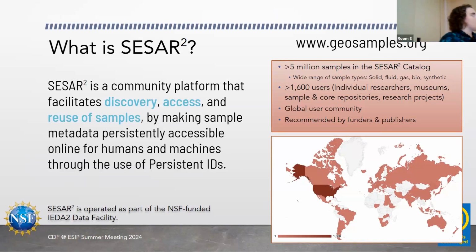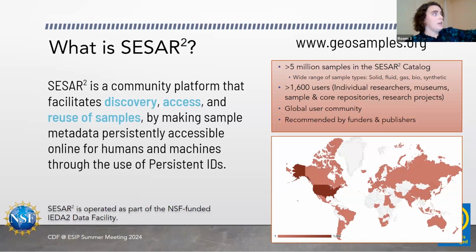So CSAR is a community platform, like I was saying, that facilitates discovery, access, and reuse of samples by making the metadata persistently accessible and, importantly, online for both humans and machines to read. And this is facilitated through the use of persistent identifiers, in this case, IGSN IDs.